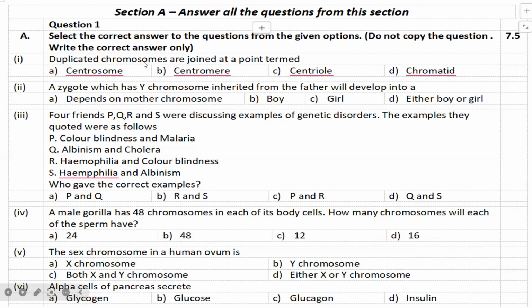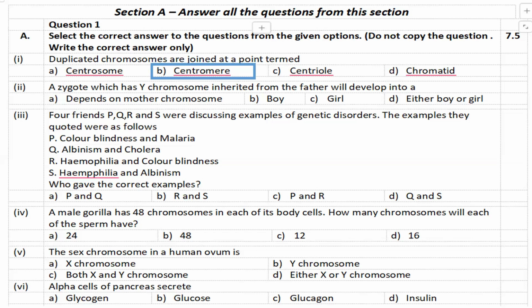Now, duplicated chromosomes are joined at a point termed, the options are centrosome, centromere, centriole, or chromatid. The correct answer is centromere. So the answer is B, centromere.